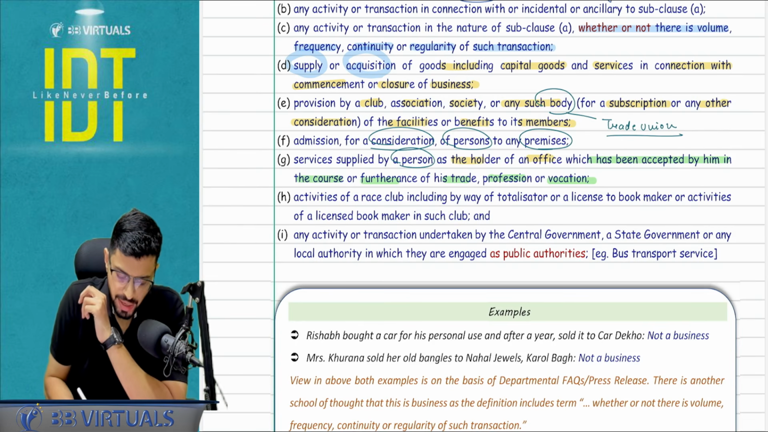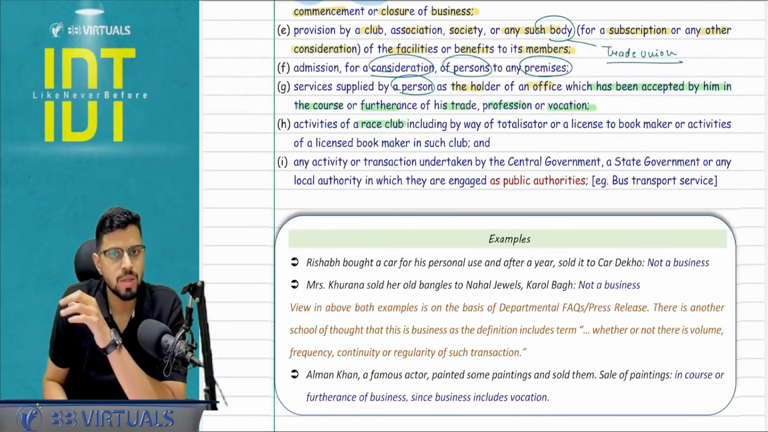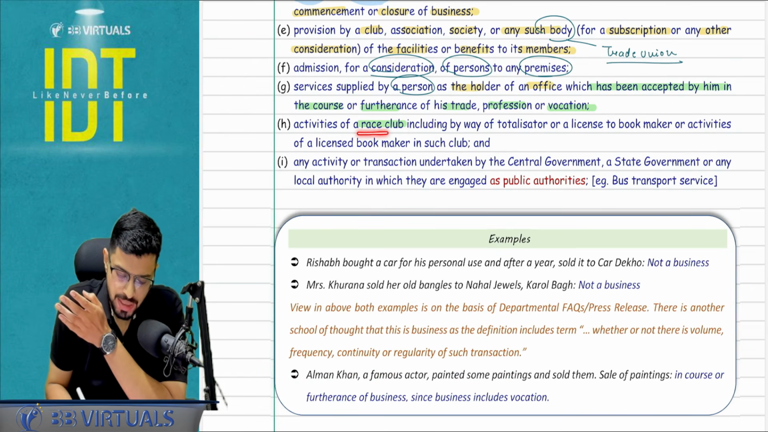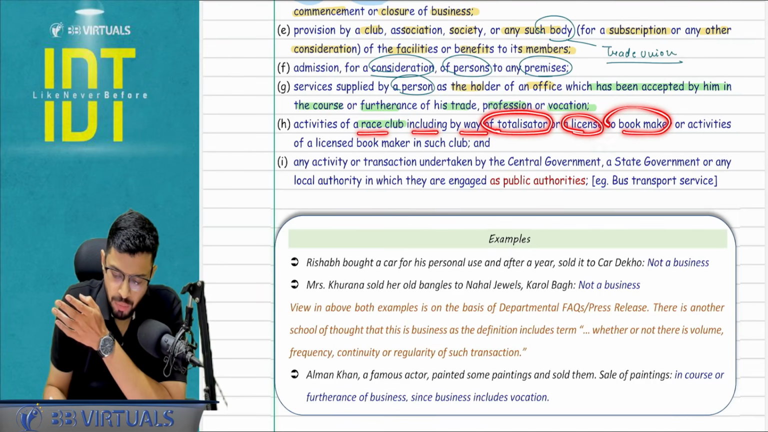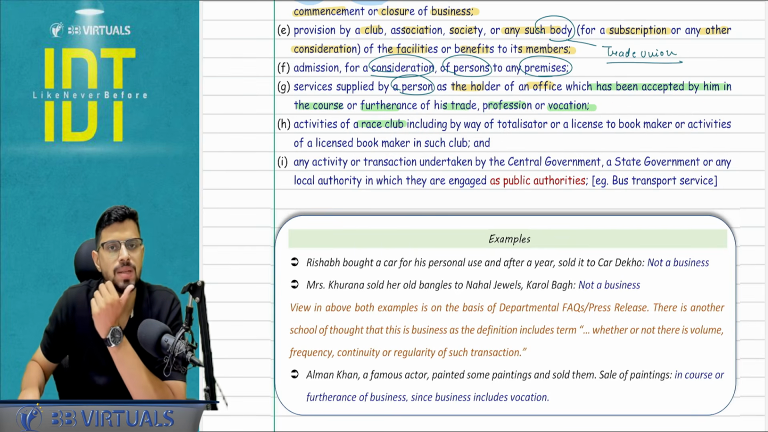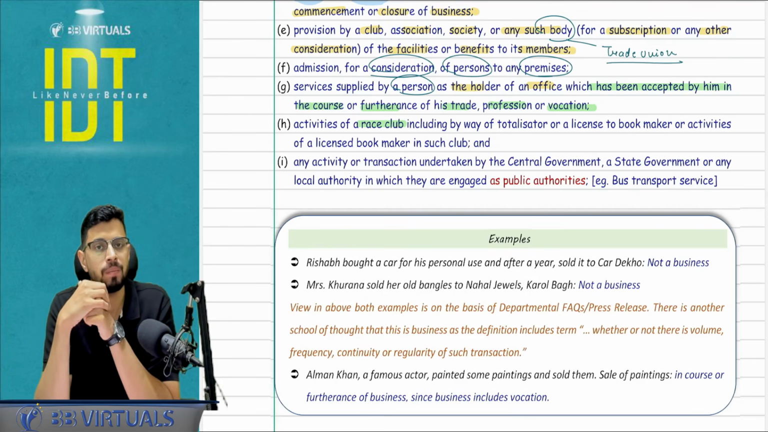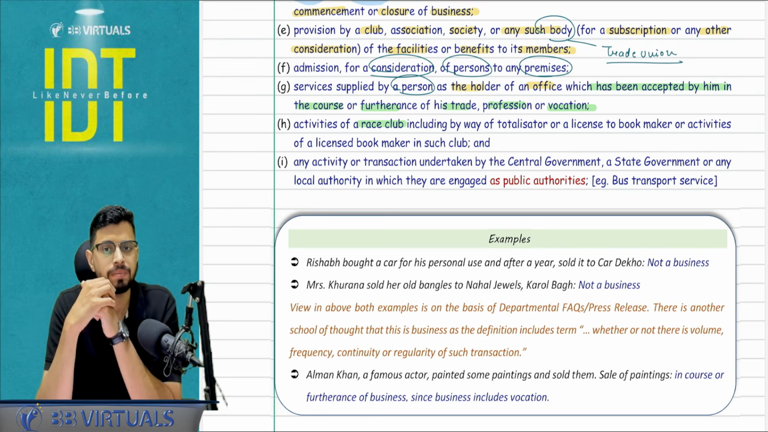Activities of a race club. Racing happens, you are putting bets in that race club. See, activities of a race club including by way of a totalizer or a license to bookmaker or activities of a licensed bookmaker in such club. What is this? The club which are providing these activities of betting and gambling, they are a part of business.